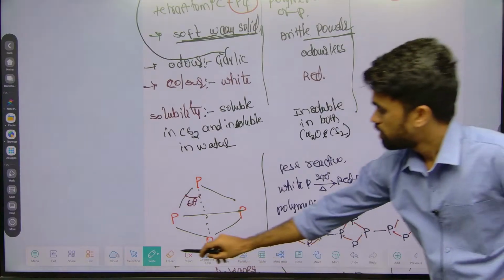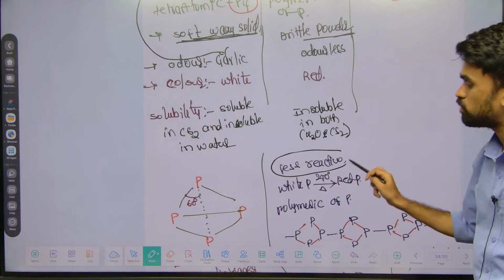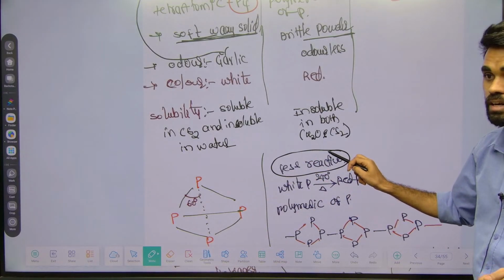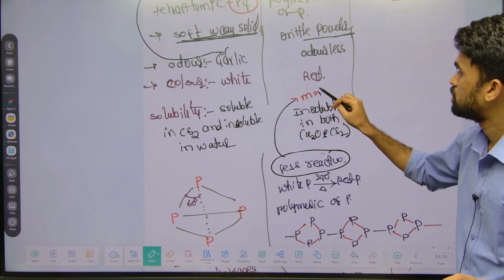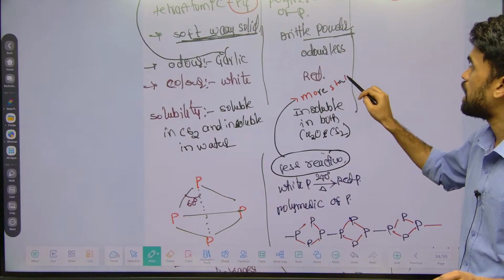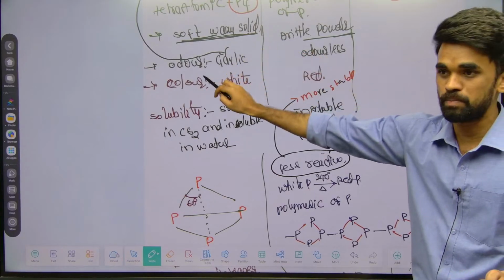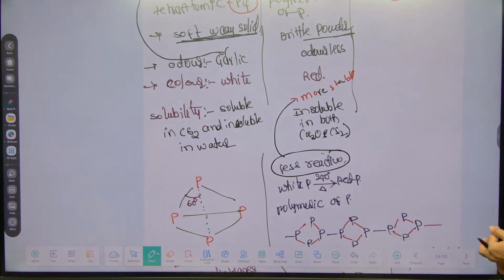And red phosphorus is less reactive, I am saying. What is less reactive here? Less reactive means more stable. Comparatively more stable than white phosphorus. Okay, remember this.